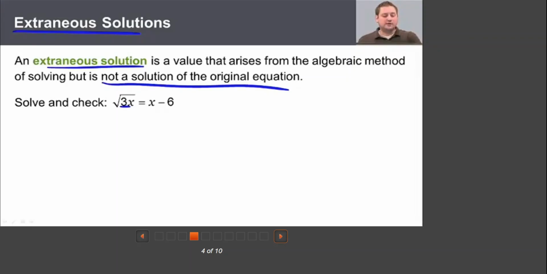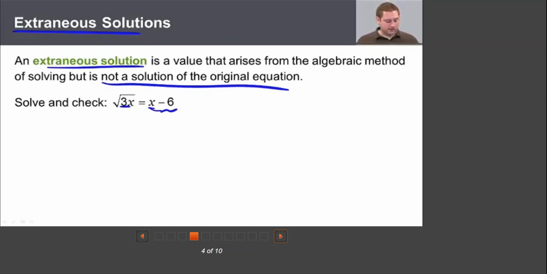But notice that, depending on the value of x, if I ended up with a solution that's less than 6, by subtracting 6, this expression on the right is going to be negative, which wouldn't work. You can't take the square root of a number to get a negative result. So we always have to check our answers to see if it works in the original equation.